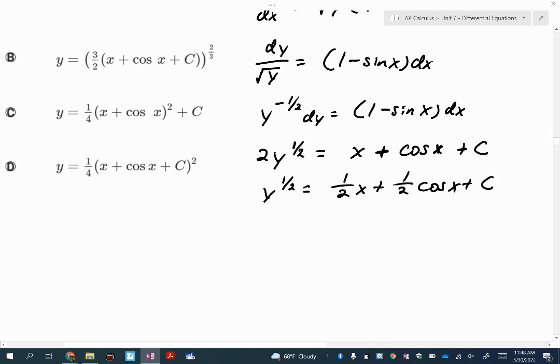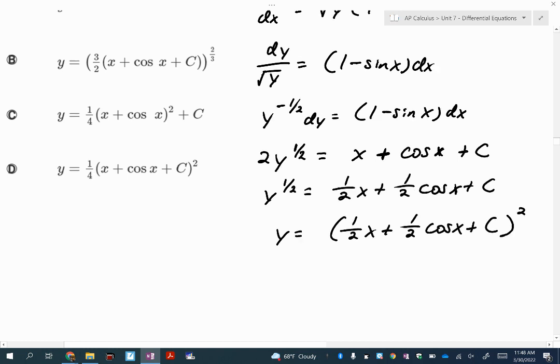And then square both sides to get rid of that 1/2 power. So I'm going to have 1/2 x plus 1/2 cosine of x plus c, all of that squared. Now, this is the answer.